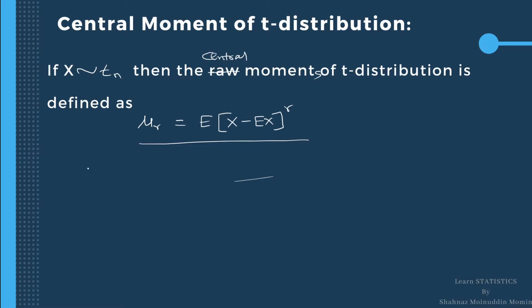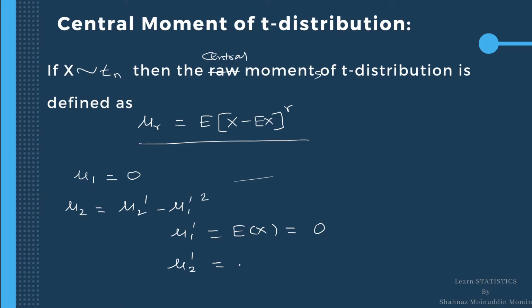We know that the first central moment mu1 is equal to 0 and the second relation between the raw moment and central moment is mu2 equal to mu2 dash minus mu1 dash square. We know that mu1 dash, the mean of T distribution, is 0 and the value of mu2 dash is equal to n upon n minus 2 for n greater than 2.